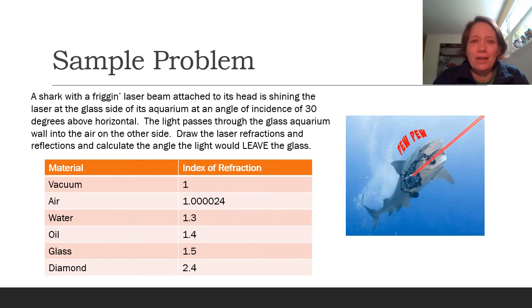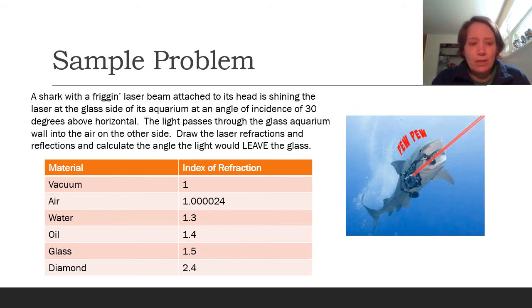I don't know if I have any Austin Powers fans, but a shark with a freaking laser beam attached to its head is shining the laser at the glass side of its aquarium at an angle of incidence of 30 degrees above horizontal. The light passes through the glass aquarium wall into the air on the other side. Draw the laser refractions and reflections and calculate the angle that the light would leave the glass.